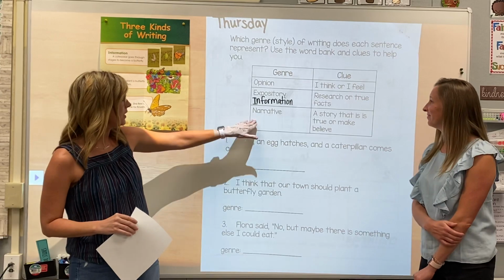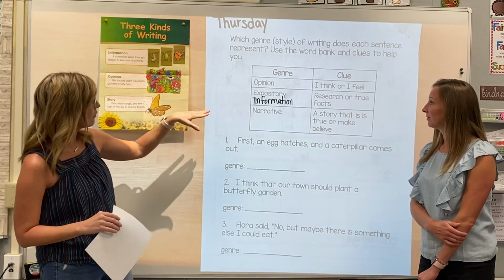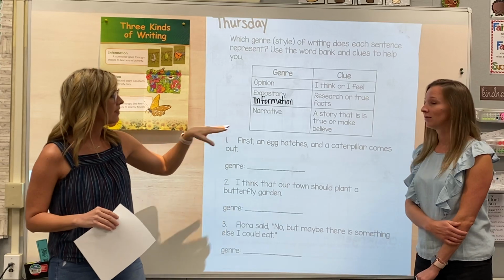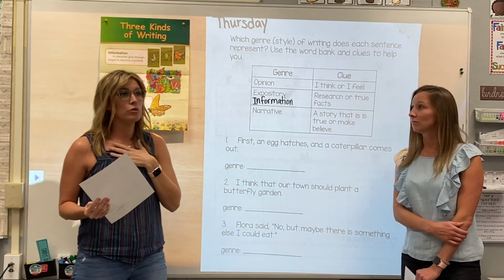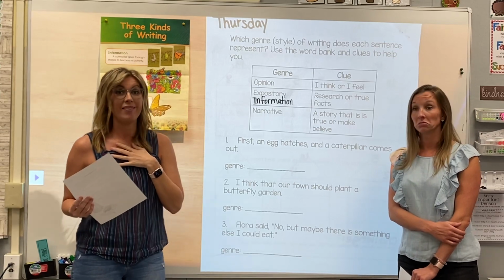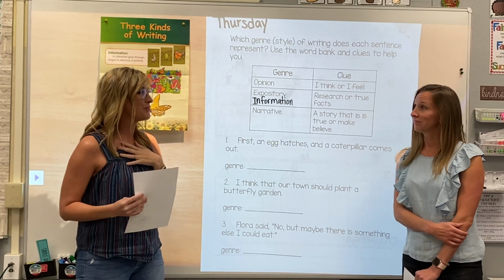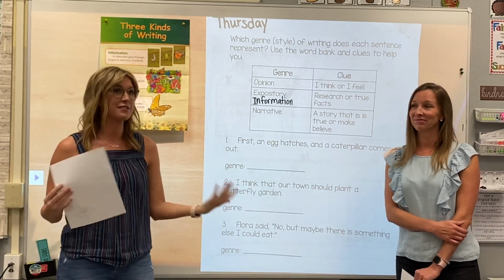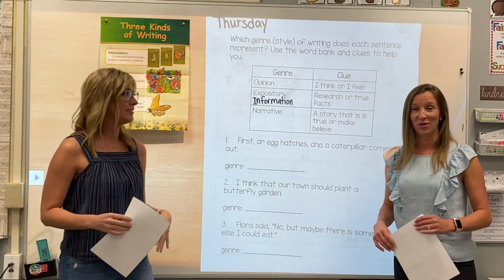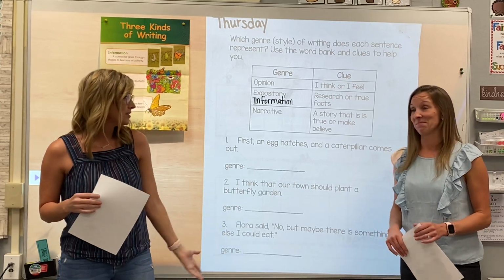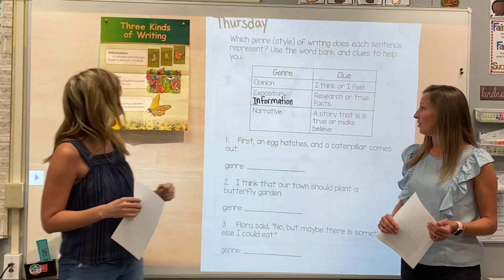And the last one is called narrative. So a narrative is a story that is true or make-believe. So I can write you a story about something I've experienced in my life. That would be a narrative. Or I could make up a totally make-believe, fantasy, fictional story with talking animals and dialogue of what the animals are saying, and that would be a narrative. It's just basically a story. I love those too. Yeah.